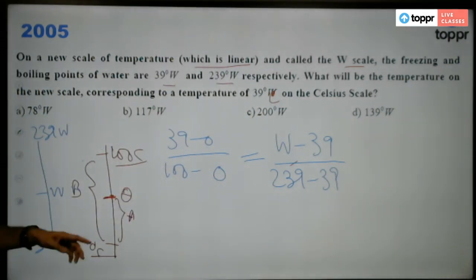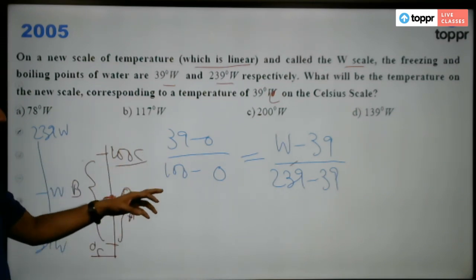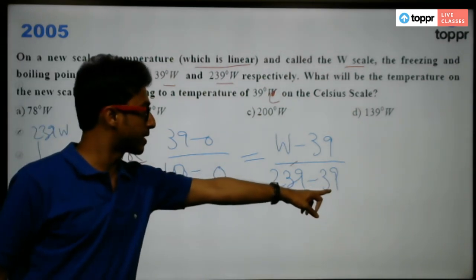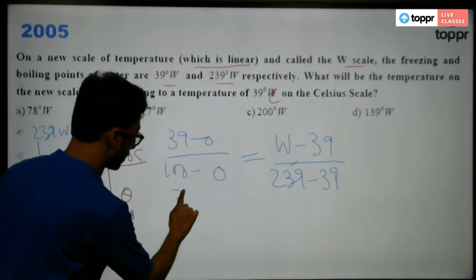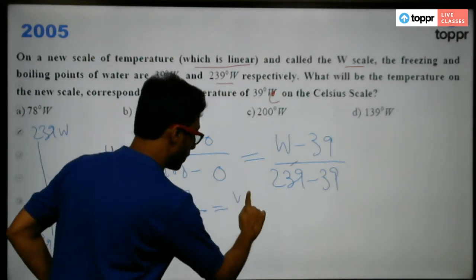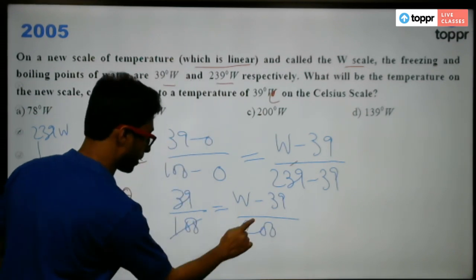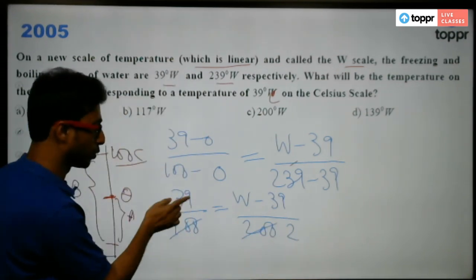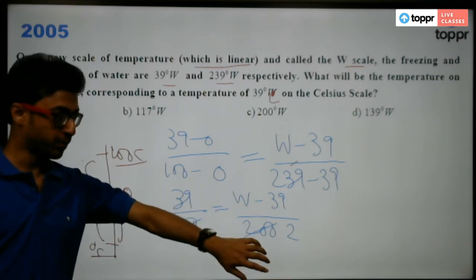And if you calculate, it's looking very confusing. But 239 minus 39 is nothing but 200. This is 100, right? So 39 by 100 is equal to W minus 39 by 200. This becomes 2. If you just calculate, you will find W very easily. I'm not proceeding. Fine.